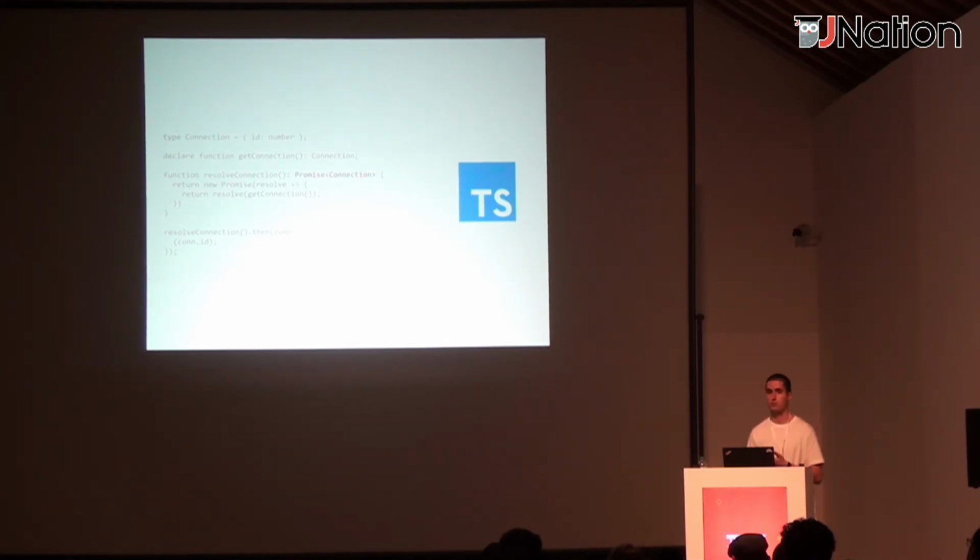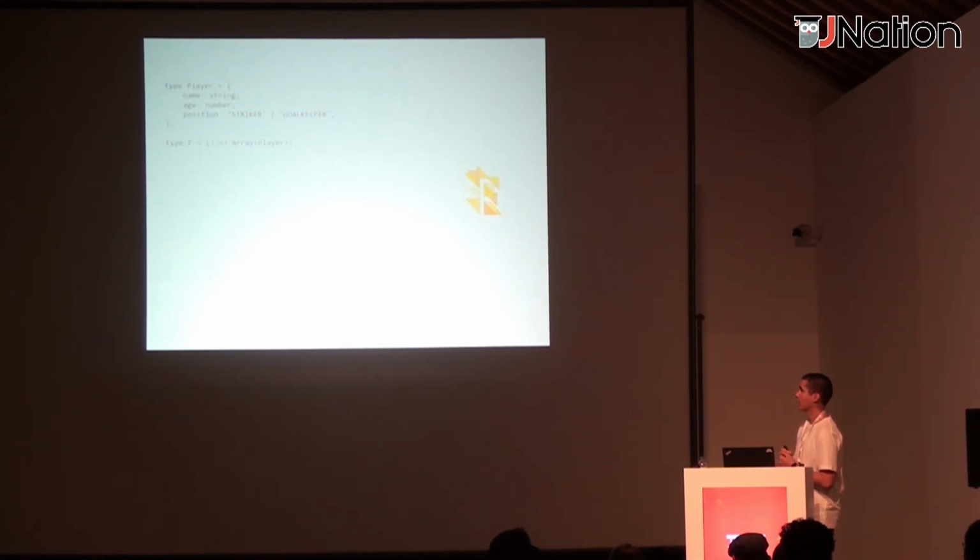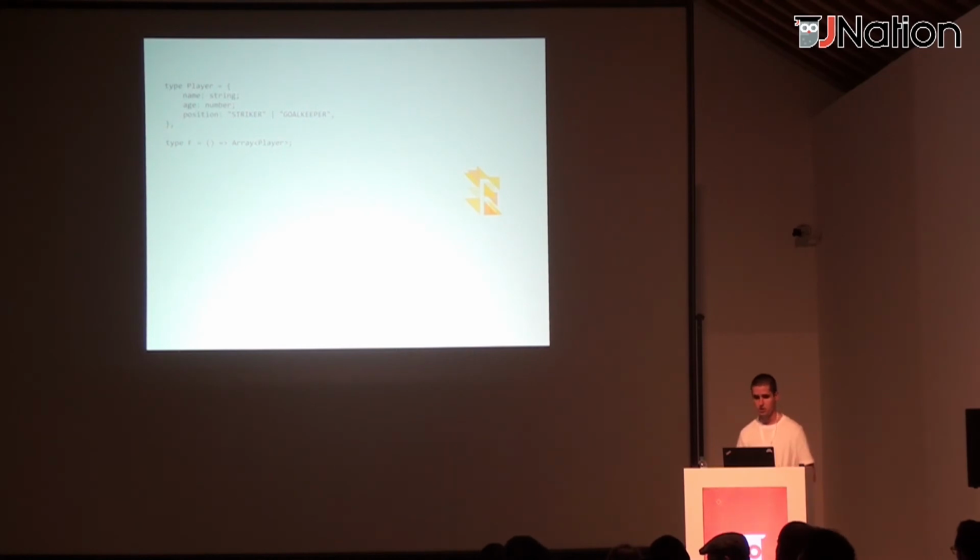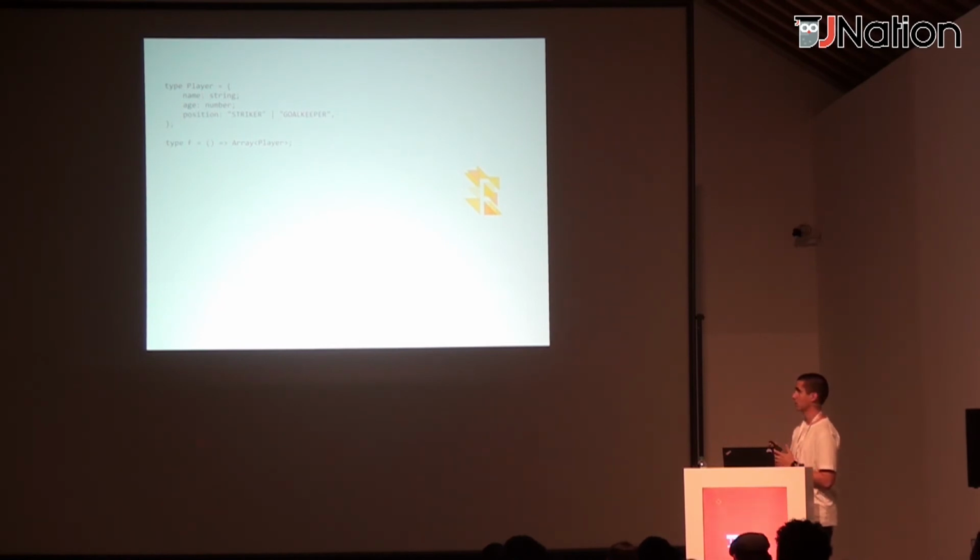This is just another example of TypeScript's type inference being inferior to Flow's. And I have another example, which I really like because it's a classic one that happens to everybody who tries out TypeScript. We have a type Player: name string, age number, and the position is a discriminated union of the strings striker and goalkeeper. And then we declare a type F that corresponds to a function that takes no arguments and returns an array of players.